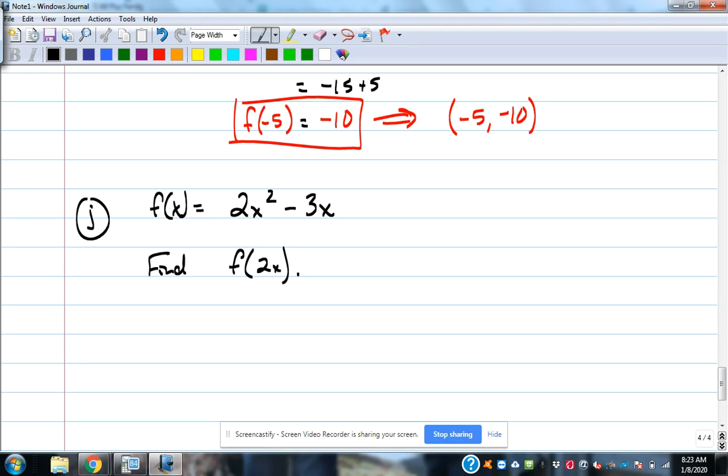Get going with that. So this one, they're asking us to take something that's not just a plain number and find the function value. So when we work this out, we're not going to get just a plain number at the end. We're going to get some sort of algebraic expression out of that. But that's okay. That's part of an algebra class, being able to do that. So let's take that and work it out. So what do we do with the 2x? Put it in everywhere there's an x.